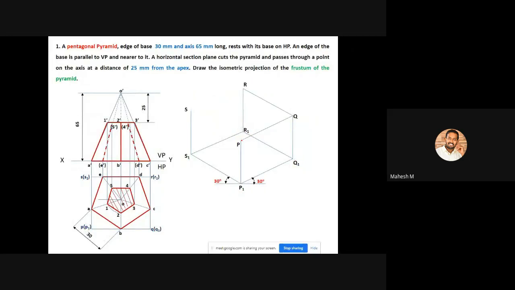Okay, so you can mark all the points. So just a minute.